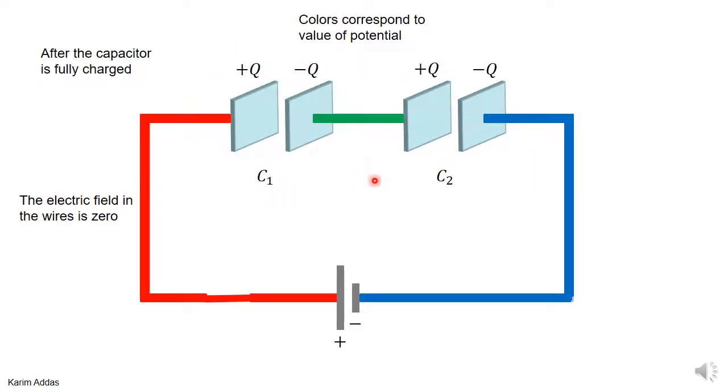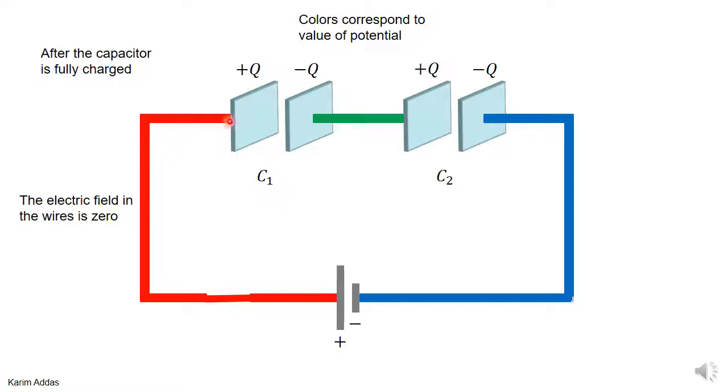So this is what the situation would be when the circuit is completely closed for a long time. When the capacitors are fully charged, this capacitor reaches a charge plus big Q, this one has a charge minus big Q, this one has plus big Q, this one has minus big Q, and the electric field in the wires becomes zero. When the charging process stops, the electric field goes to zero.